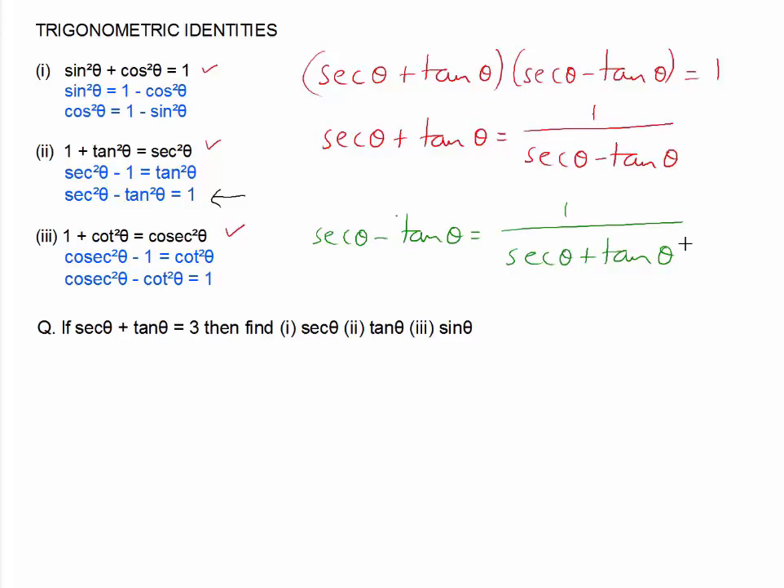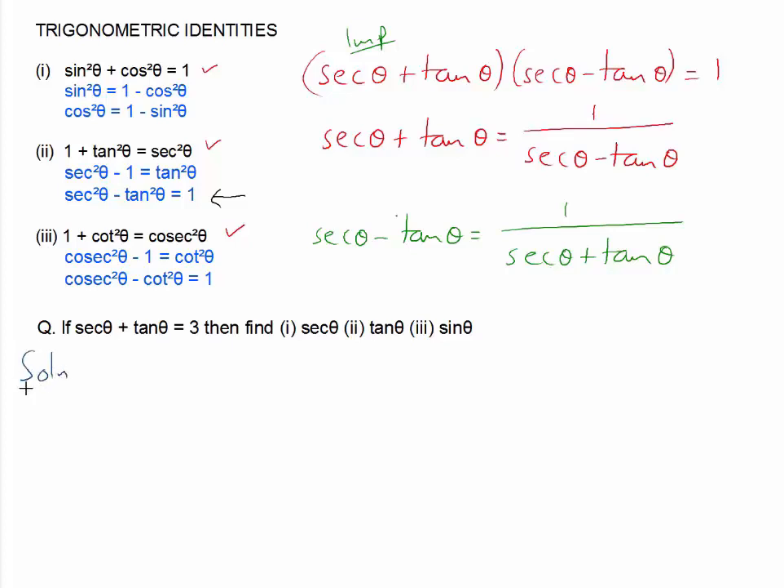So the important thing to note here is that sec theta plus tan theta and sec theta minus tan theta are reciprocals of each other. So memorizing this particular thing will help solve questions faster. So whenever in a question you see either the first bracket term or the second bracket term, we try and use this.